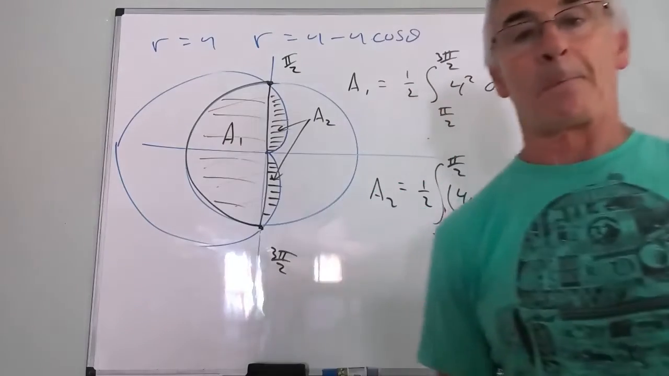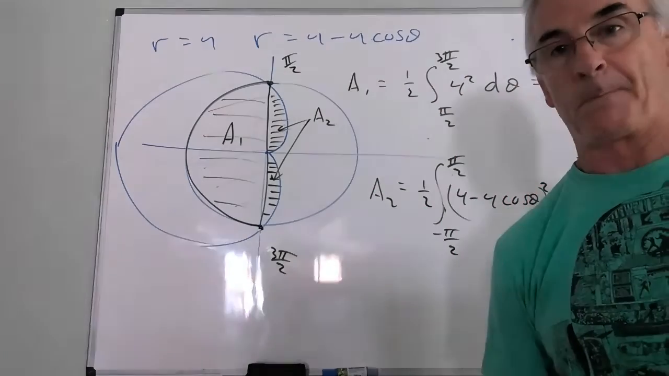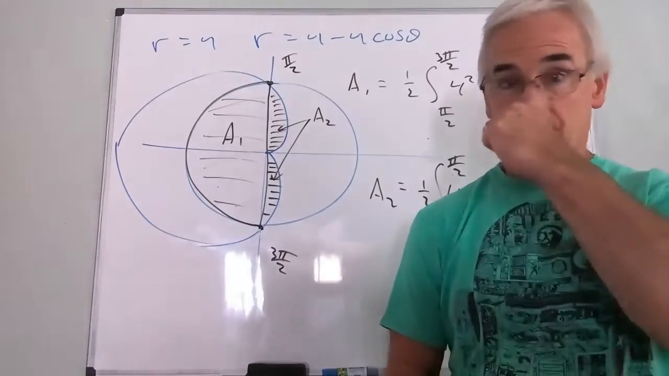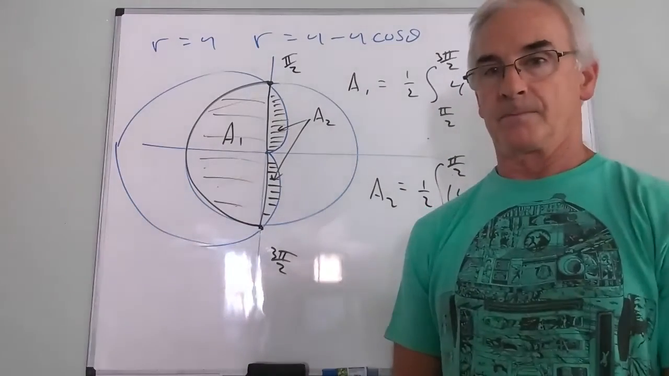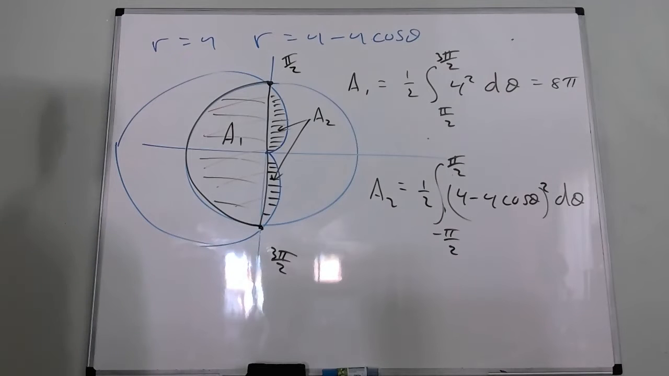Question. I have a question. Sure. So wouldn't the area of the cardioid on the left half, and the area of the circle on the right half, also be the area bounded by the two shapes?